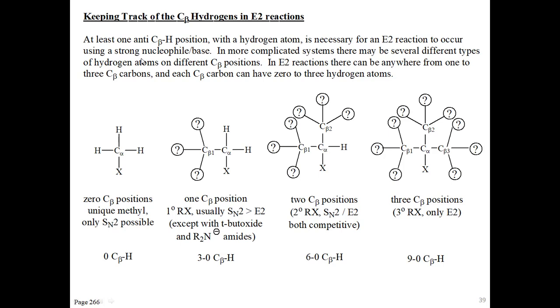Worst case scenario would be I have a different group on each carbon and then 2 hydrogens, and then the 2 hydrogens could be E or Z, E or Z, E or Z. And if the third group on each of the C betas was different, then all of those would be different answers. So that would be a worst case scenario.